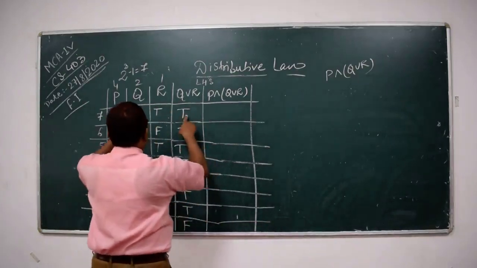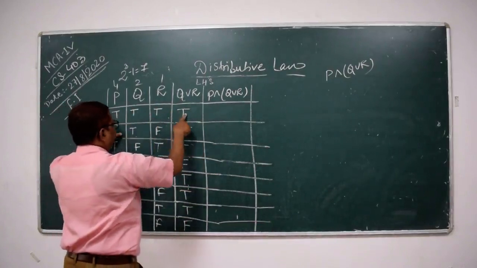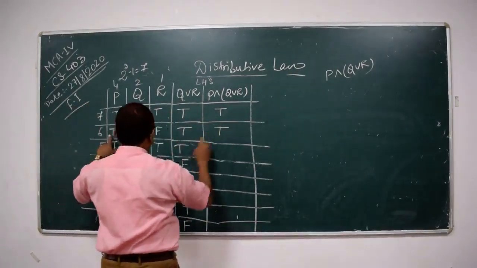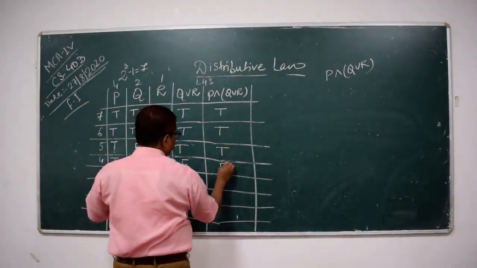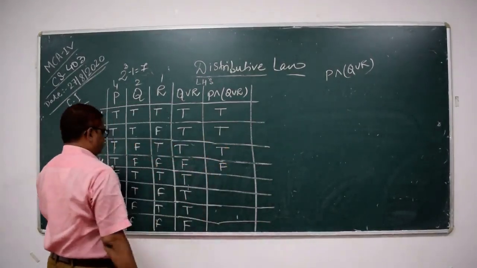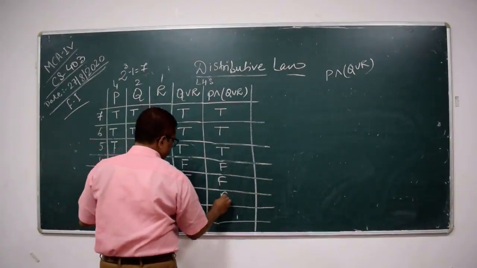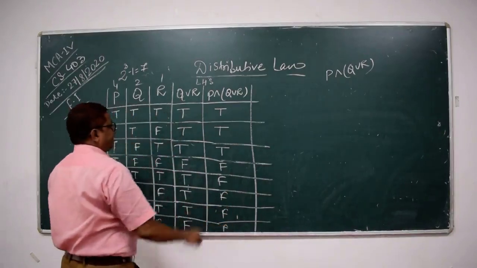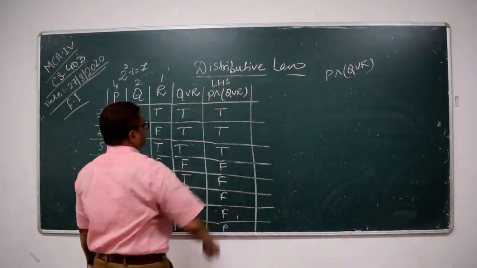Now to multiply, this one is P. T into T is T. T into T is T. T into T is T. T into F, anyone is 0. 1 multiplied with 0 is 0. 0, 0, 0. This is the final left hand side. This is called the left hand side.